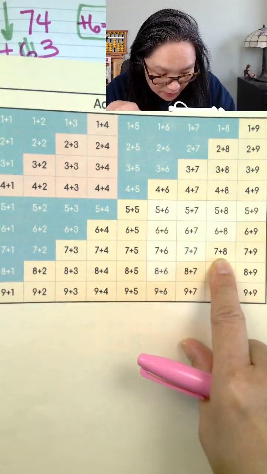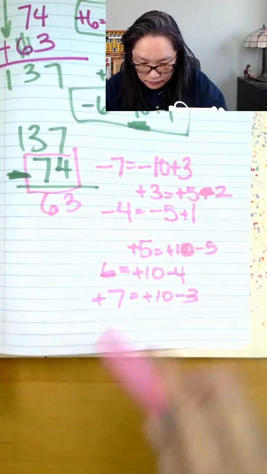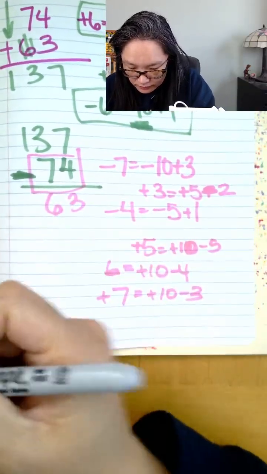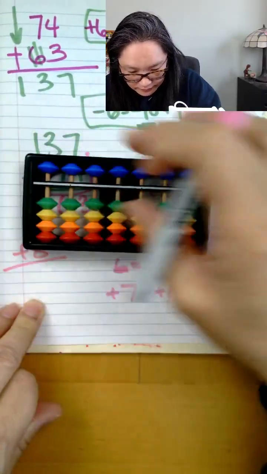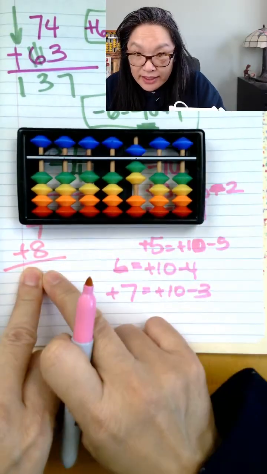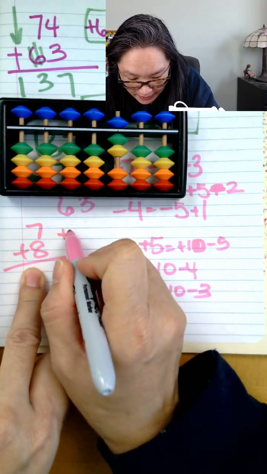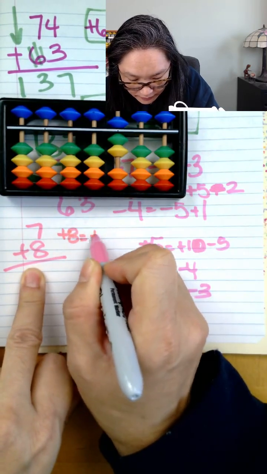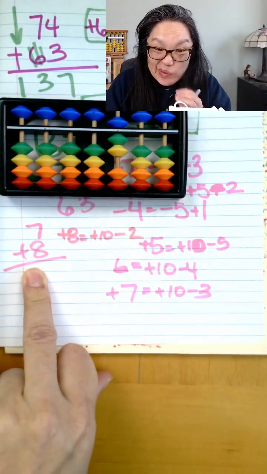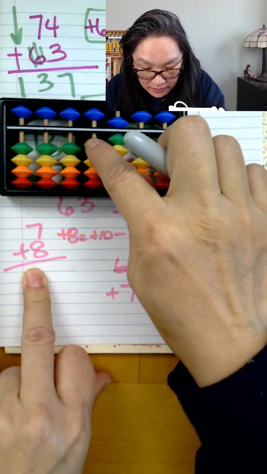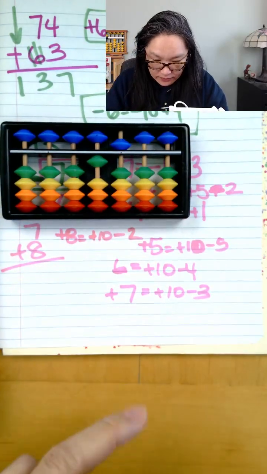So 7 plus 8, because it's over here. So let's do it. 7 plus 8. 7 and then plus the 8. Well, our formula for the plus 8 is plus the 10 minus 2. Easy. Plus the 10 minus the 2. And my answer is 15.